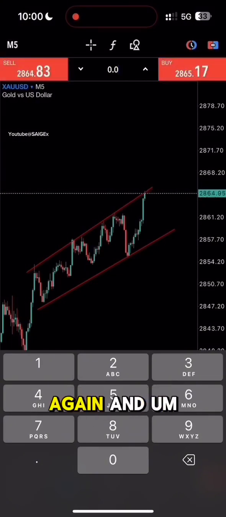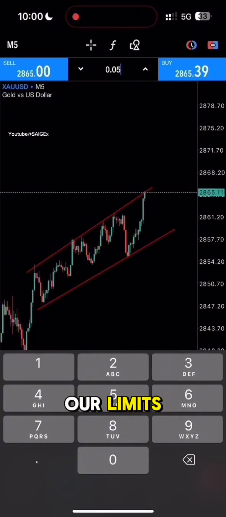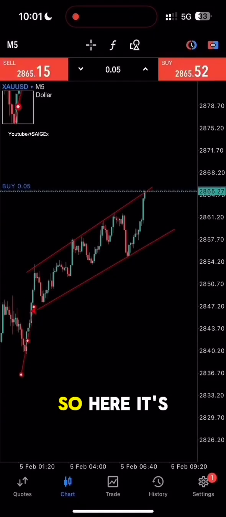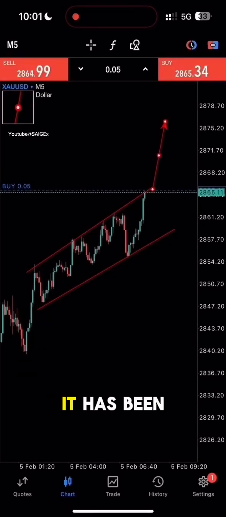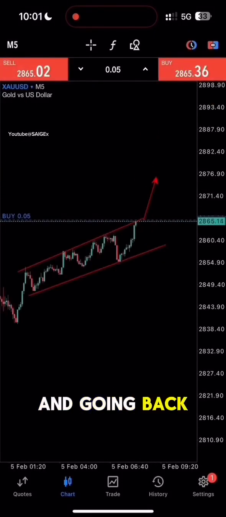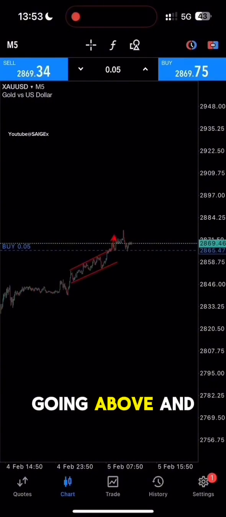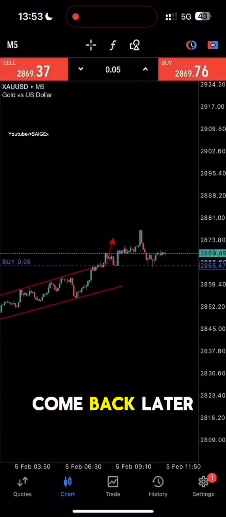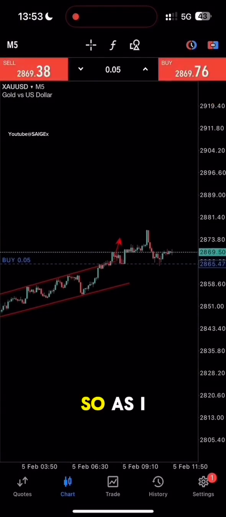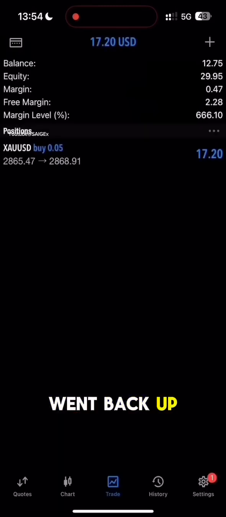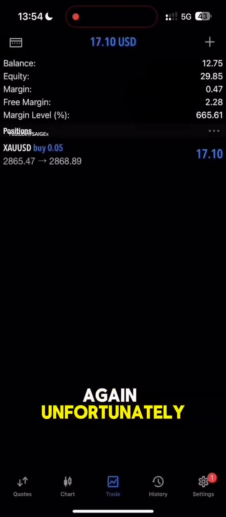So here I've identified our trend again, and it is within our limits that when we set the trend lines, we definitely know if it's a buy or if it's a sell. So here it's a bullish flag, and it has been breaking the trend line and going back. Here I've identified that it's no longer coming back down, but it's gonna break, going above and beyond. If it's gonna come back, it will come back later, but definitely not on this entry. As I have said, it broke the trend line, tried to come back, went back up and came back again.